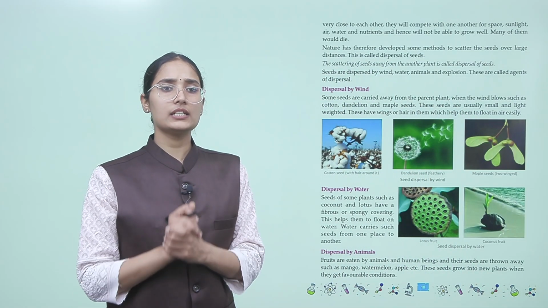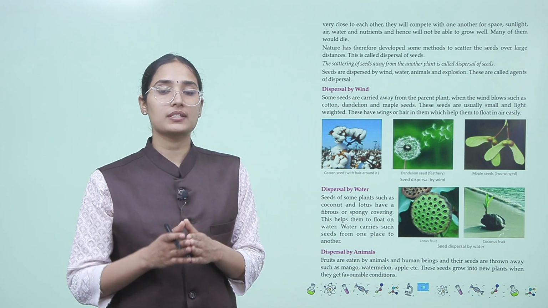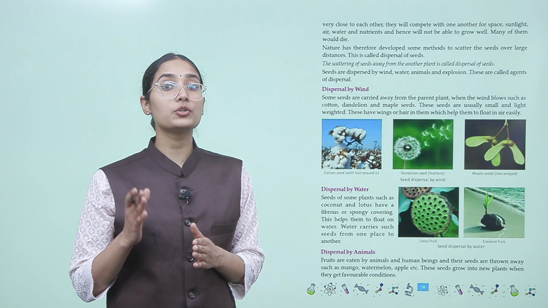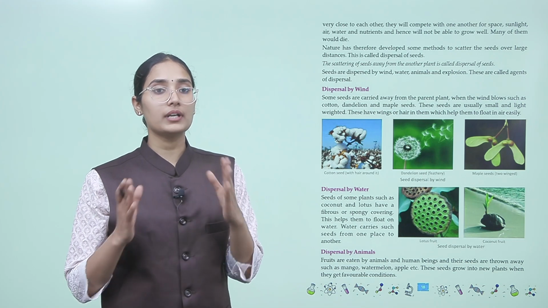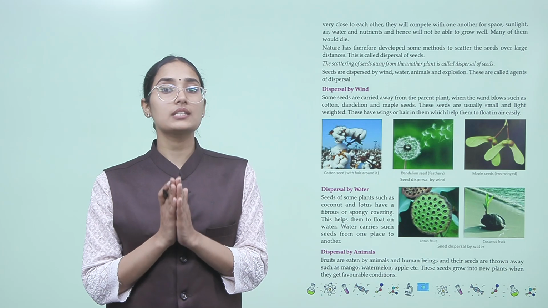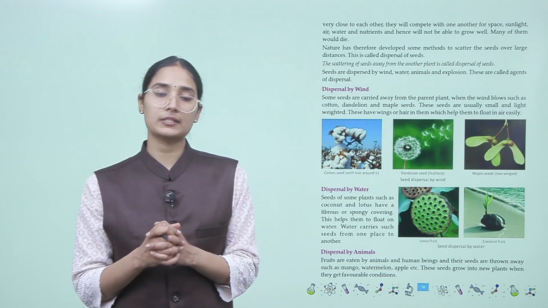If these seeds grow very close to each other, they will compete with one another for space, sunlight, air, water and nutrients, and hence will not be able to grow well. Many of them would die. So nature has therefore developed some methods to scatter the seeds over large distances. This is called dispersal of seeds, right?